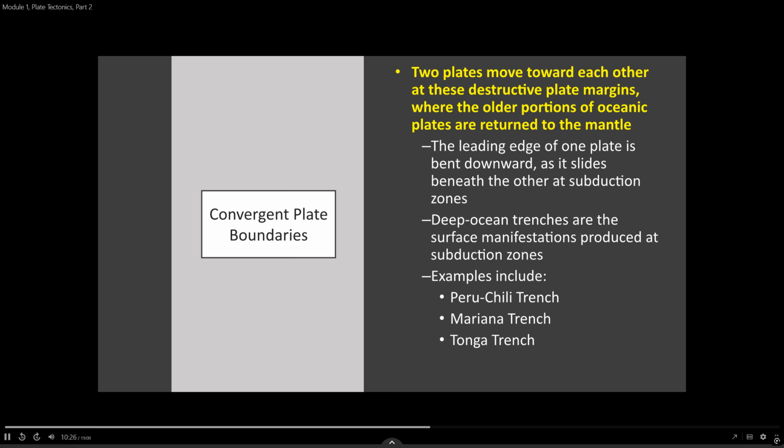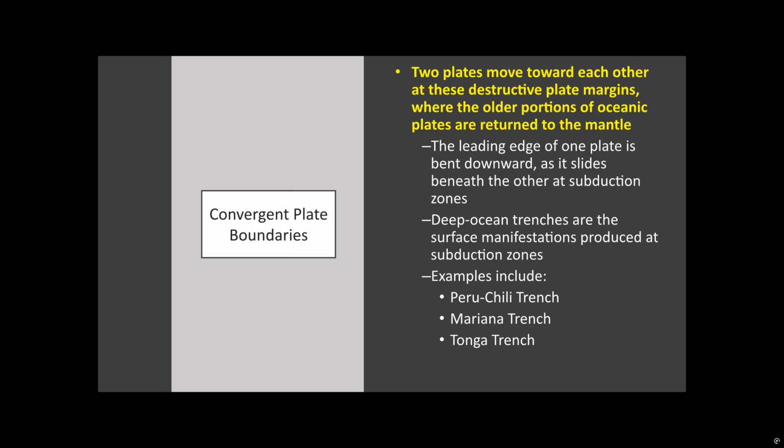Deep ocean trenches are the surface manifestation produced at a subduction zone. So examples of these deep ocean trenches are the Peru-Chile Trench off the coast of South America, the Mariana Trench in the Pacific, and the Tonga Trench, also in the Pacific.